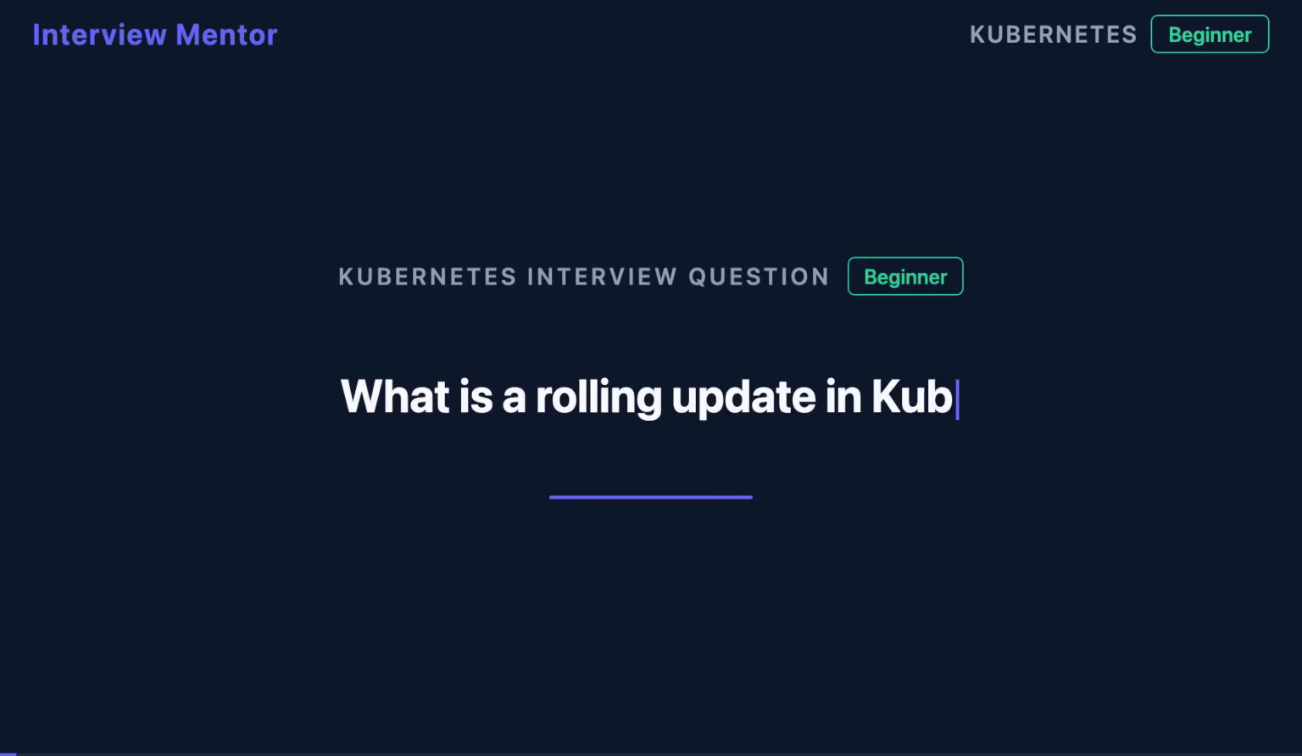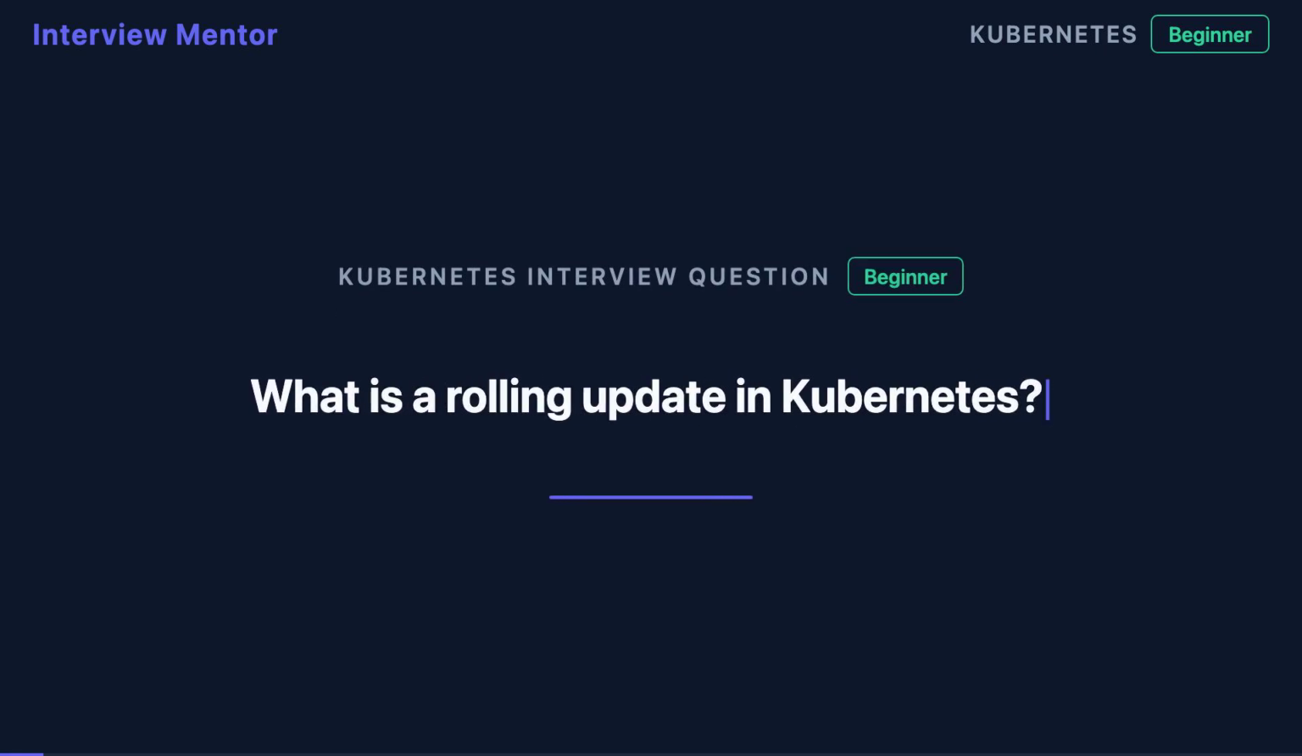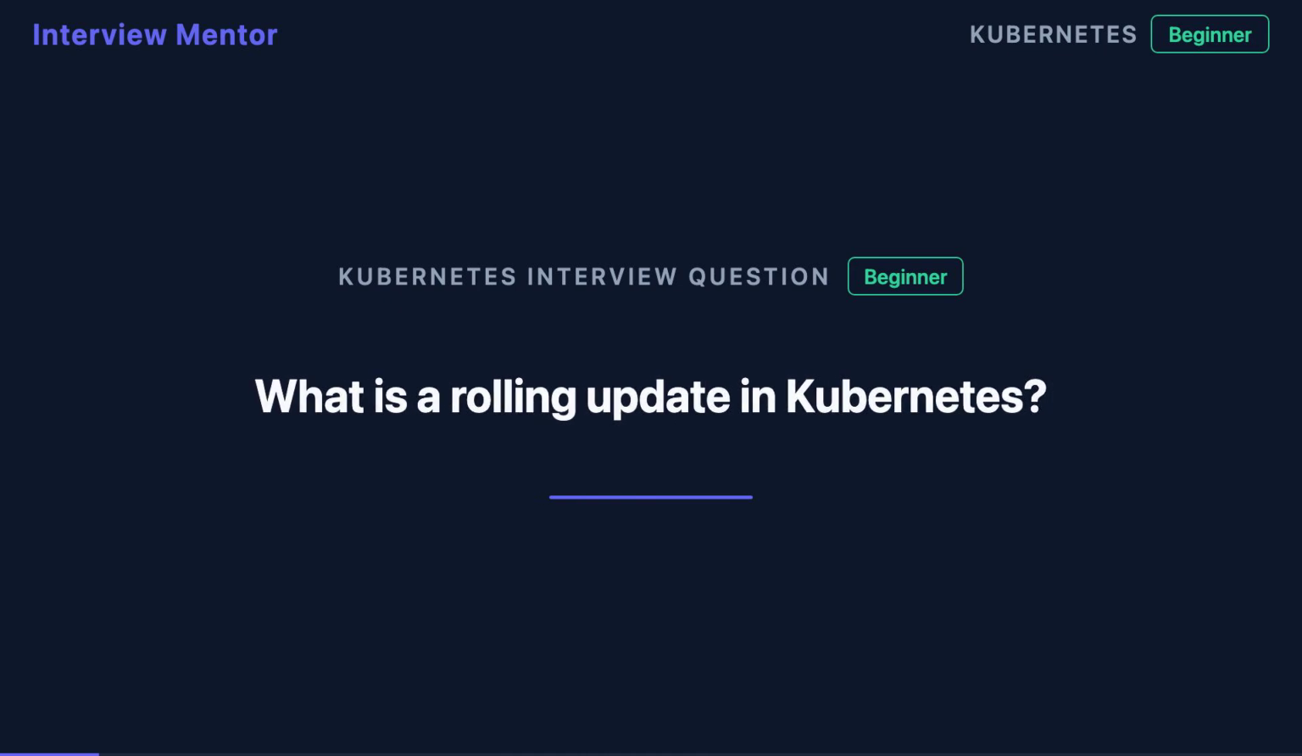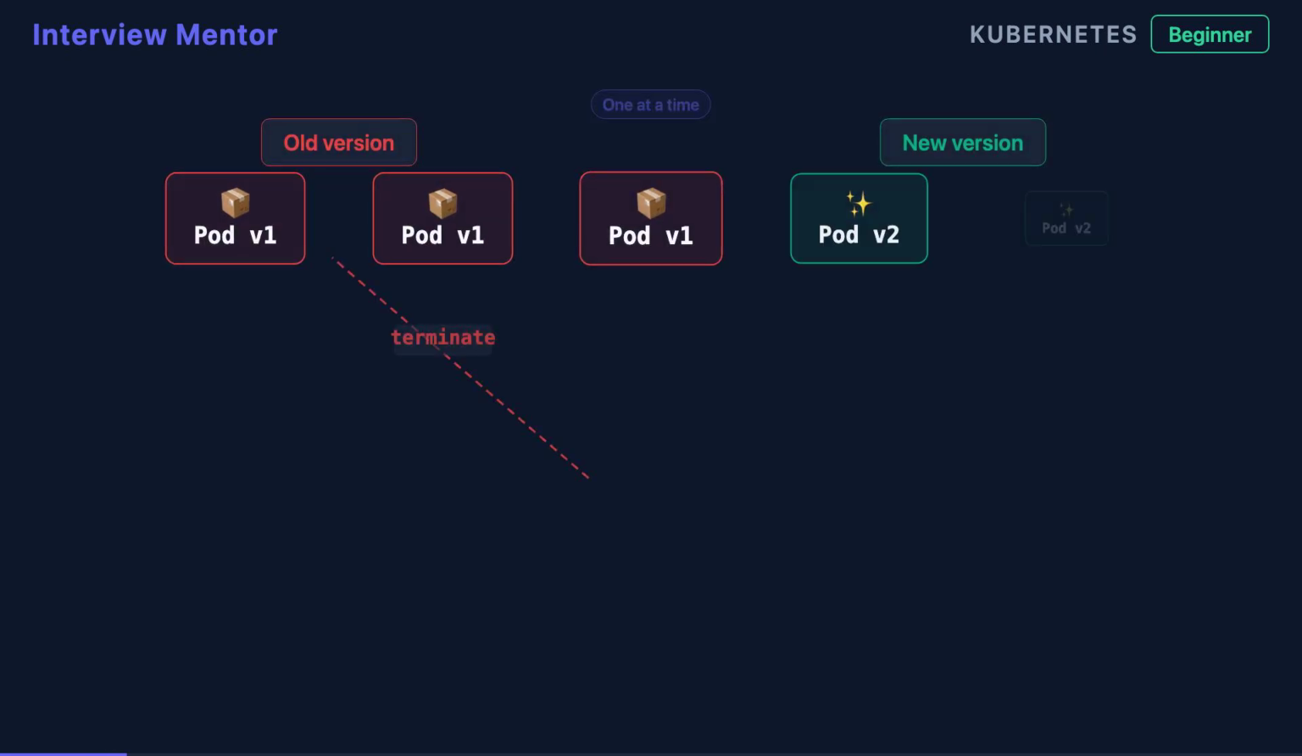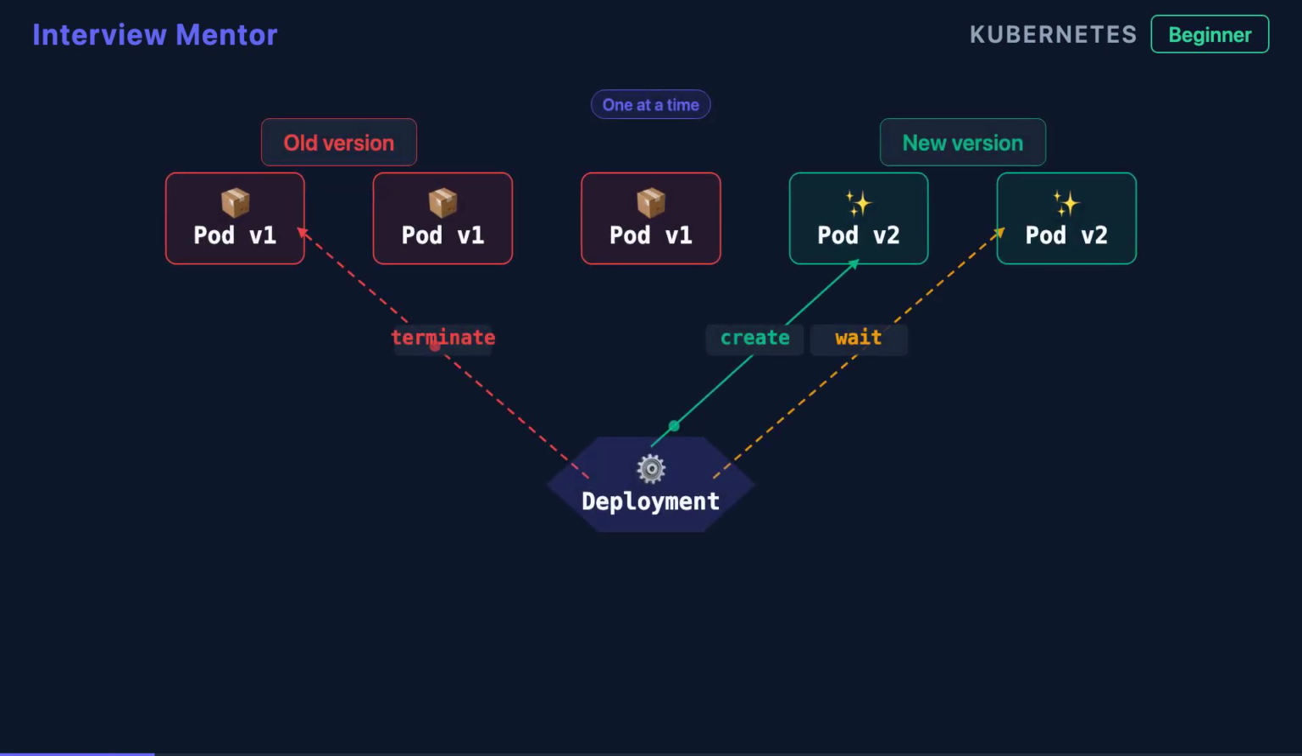Imagine deploying new code to production without taking your app offline. Sounds risky, right? That's exactly what Kubernetes rolling updates solve. A rolling update gradually replaces old pods with new ones.